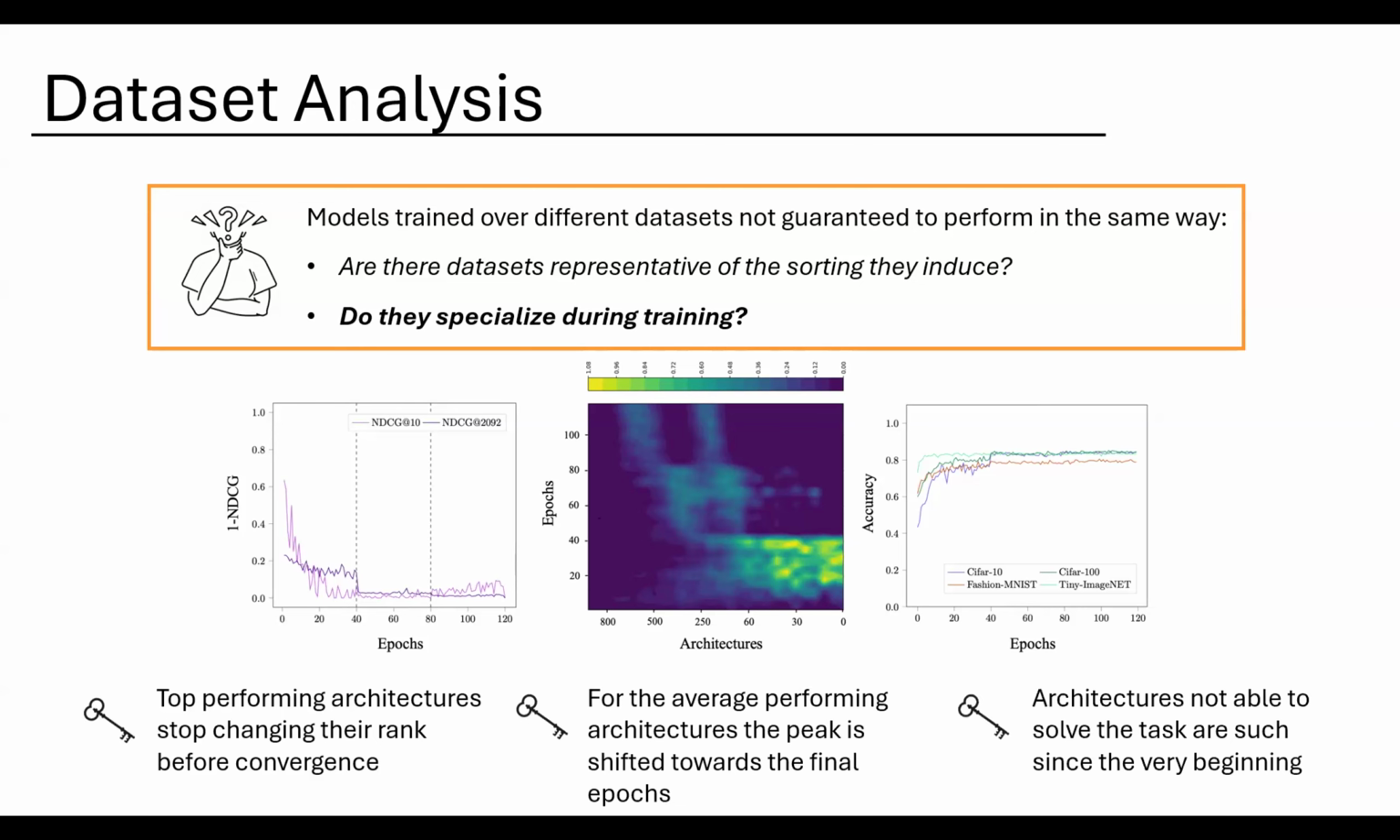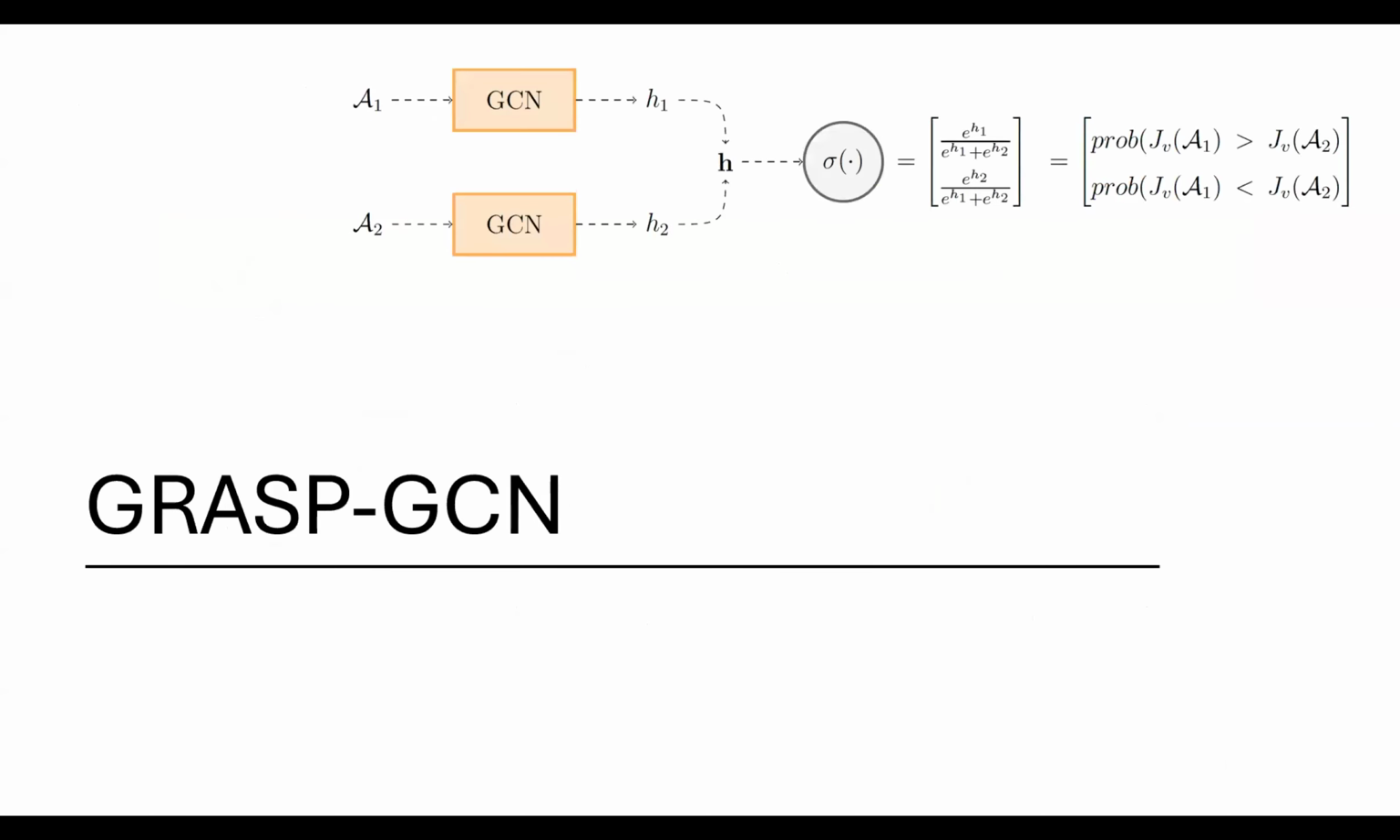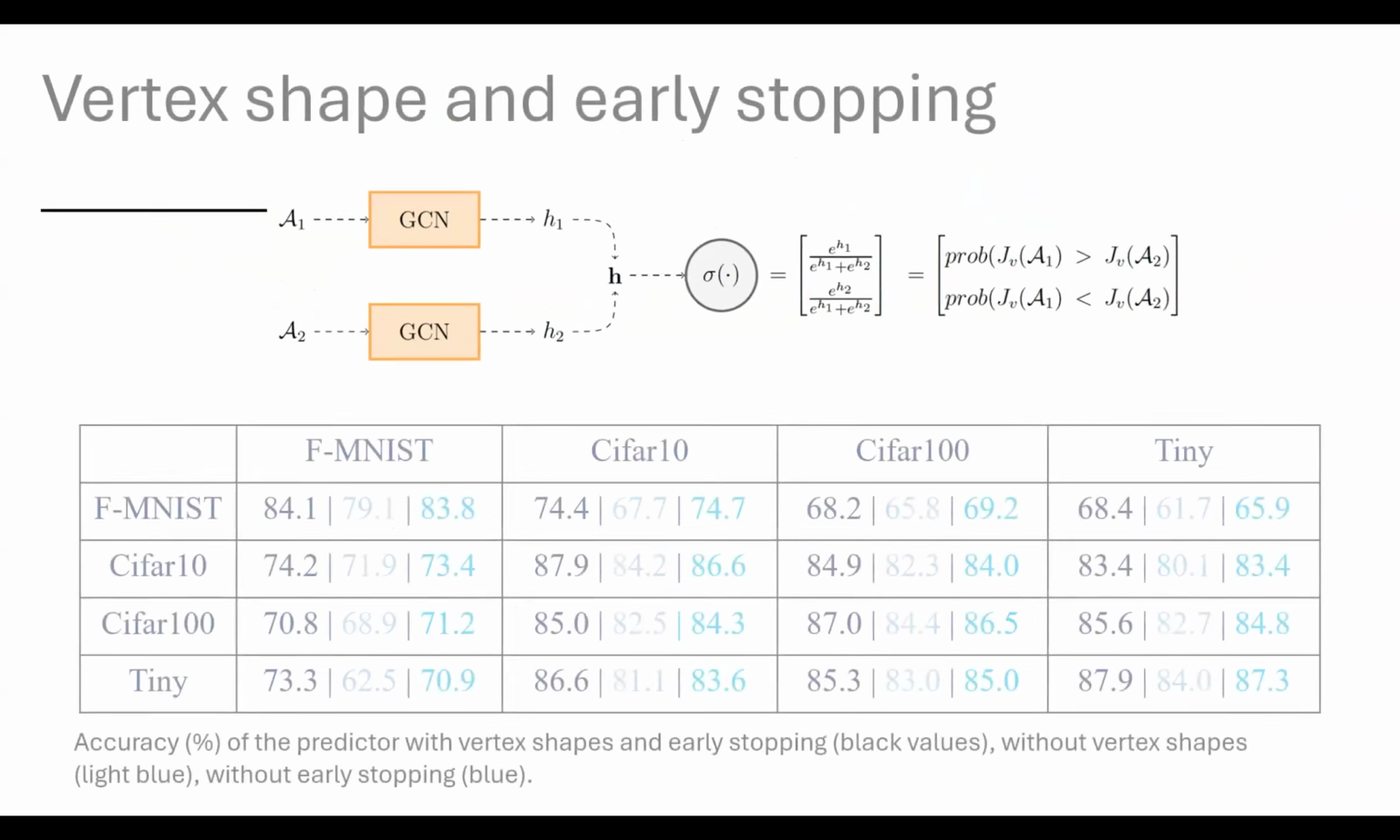And the worst ones are such since the very beginning, which means that in a NAS pipeline, you can use, in this context, the validation accuracy of networks not trained until convergence. And as you can see in the third plot, the predictor will still be able to rank correctly the networks. So given this, I will show you quickly some results.